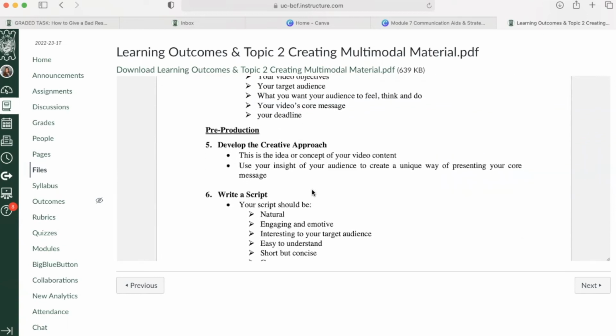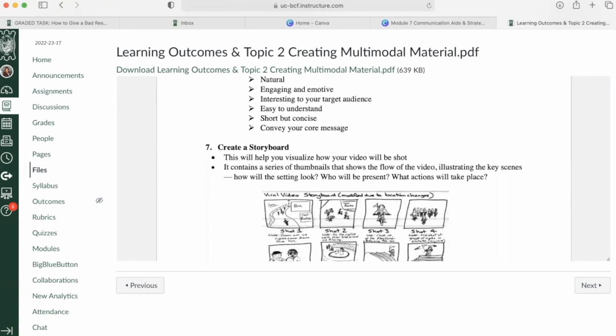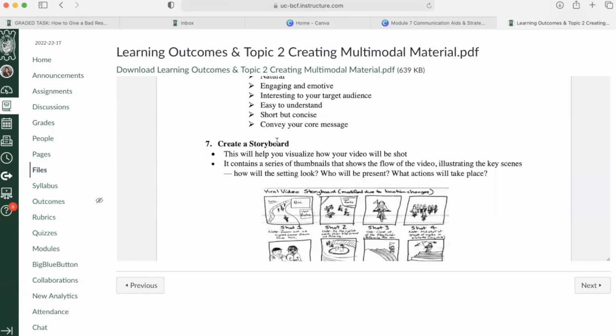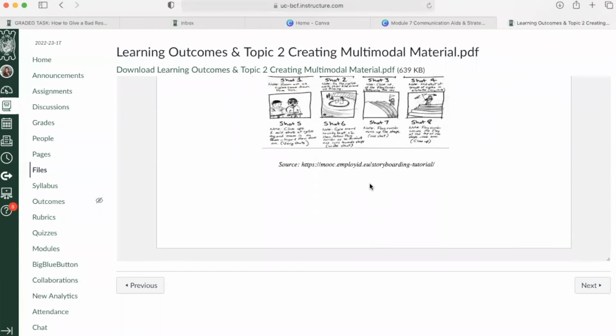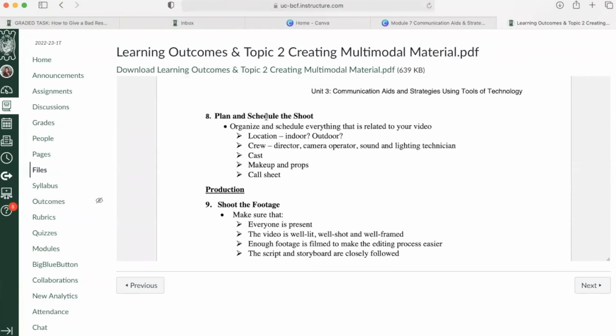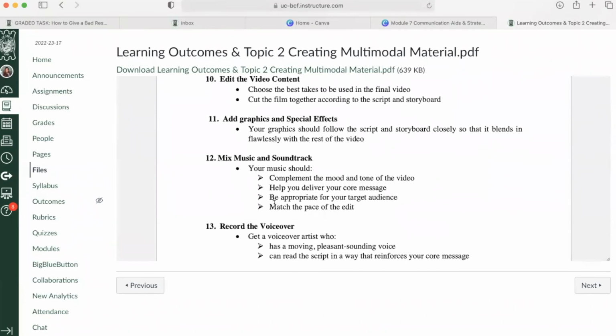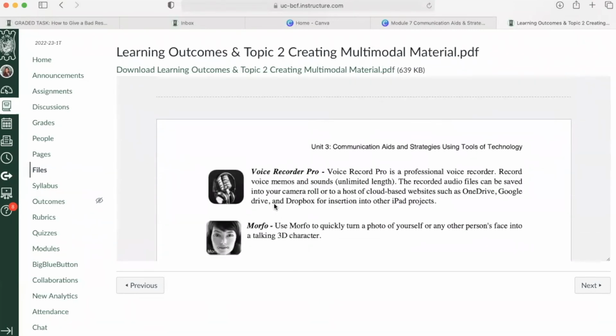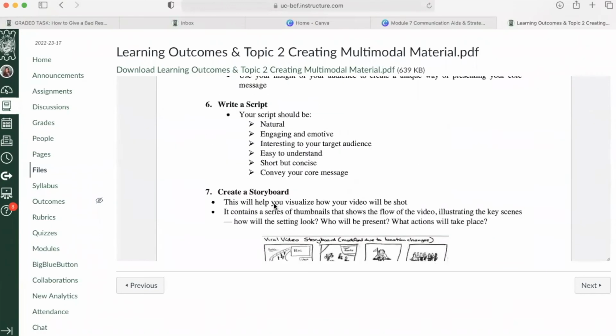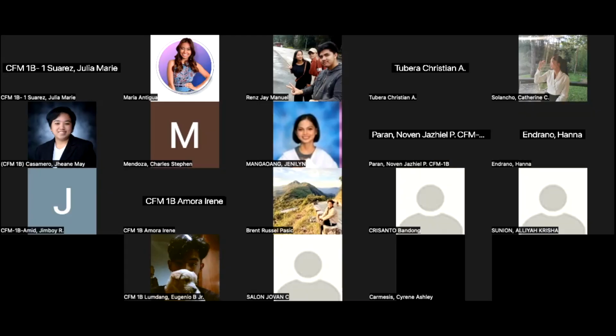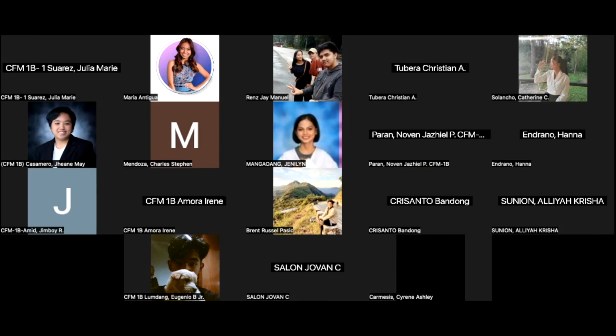All right. So eto na. Then you can read this. I will not be asking you to make a storyboard. No need for that. Okay. Production, you already know that, right? You can just go ahead and read over this. Any questions so far?